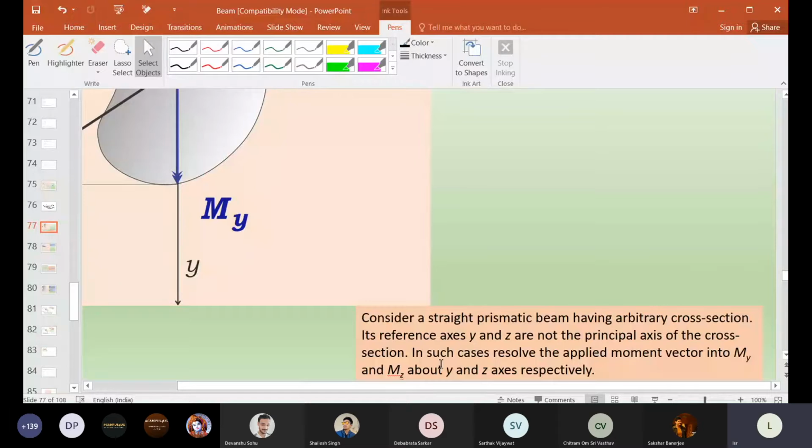In such cases, resolve the applied moment vector into My and Mz, to help our analysis.